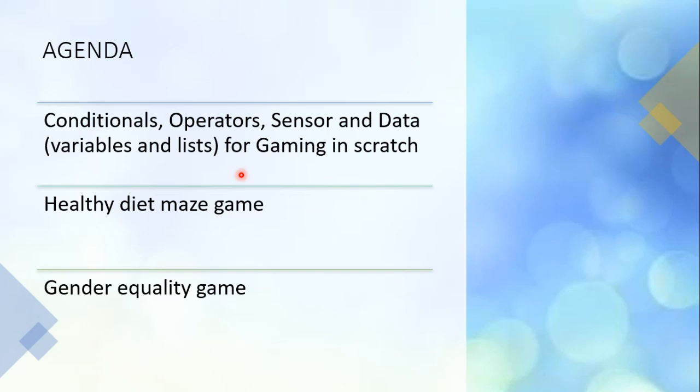As I've said, today we are continuing from where we left yesterday. Yesterday we tried to create the healthy diet maze game, so today we're going to see if it's going to work the way we were creating it yesterday. And then we're going to look at one more example so that we can make sure we understand the concepts of conditions, operators, sensors, and data when we want to create games in Scratch.